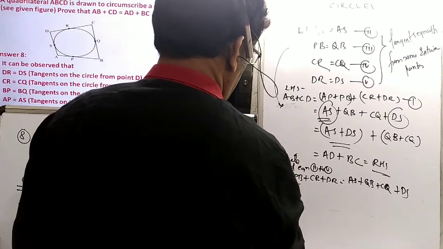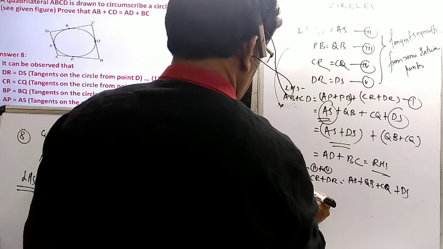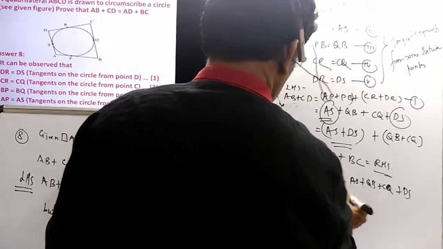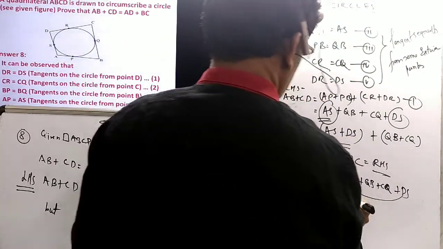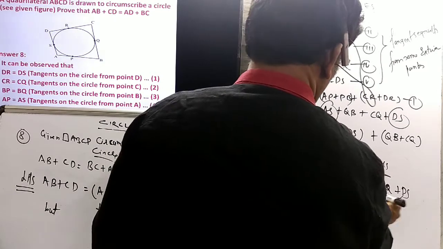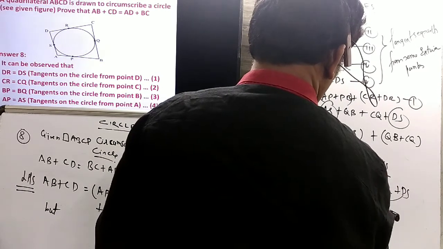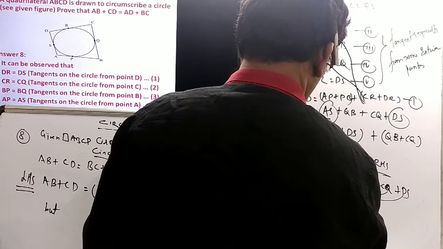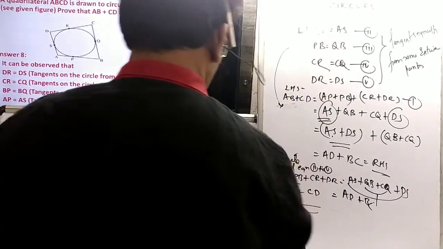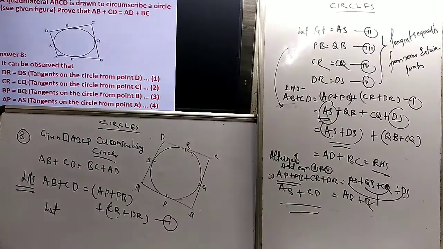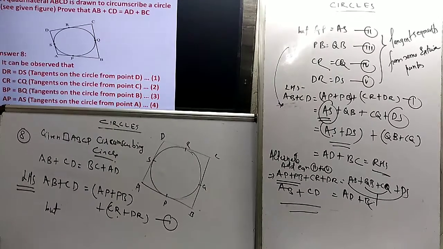Now you know that AP and PB together equal AB, CR and DR together equal CD, AS and DS together equal AD, and QB and CQ together equal BC. So this is the second alternative way to do this problem. We can solve this problem in two different methods.